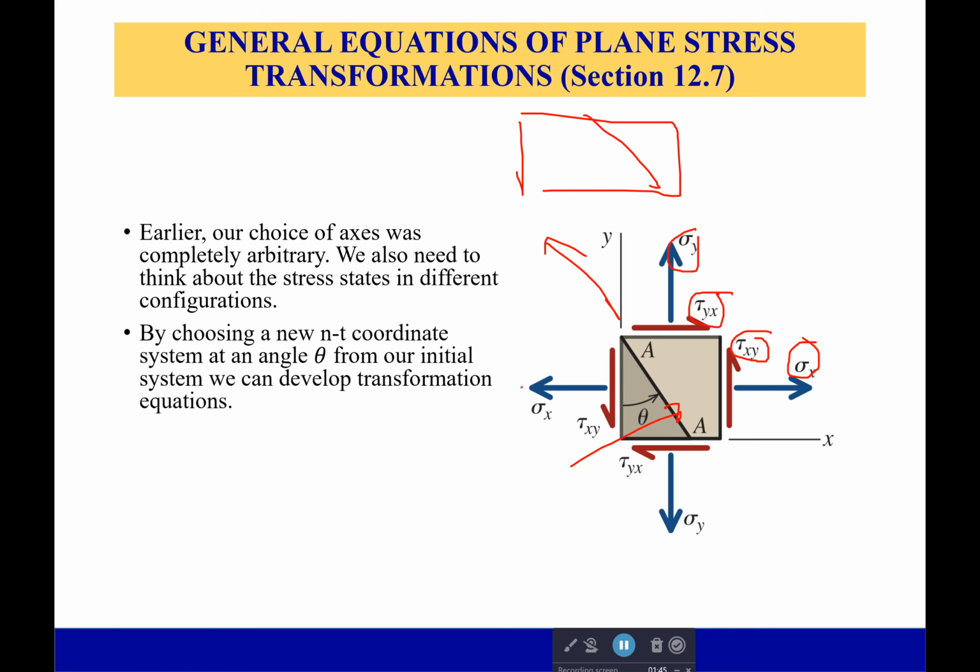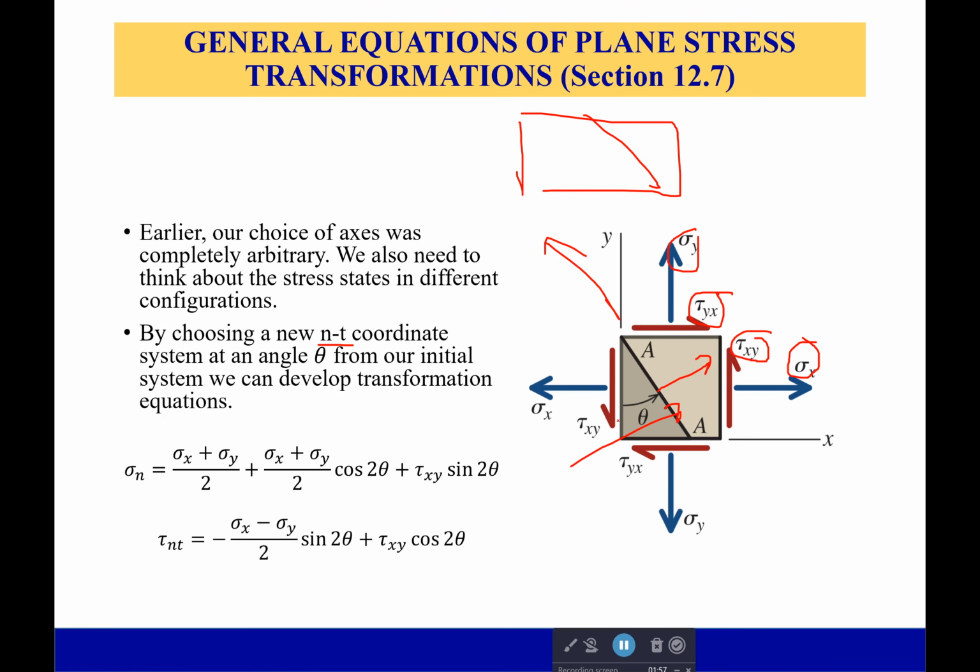So when I do this, I'm going to have an nt coordinate system, n being normal and t being tangent to this new plane. And using that, you can develop transformation equations. Now here they are. As a note, I'm not going through the derivation of this. It's in your textbook, and if you want to go over it, feel free.